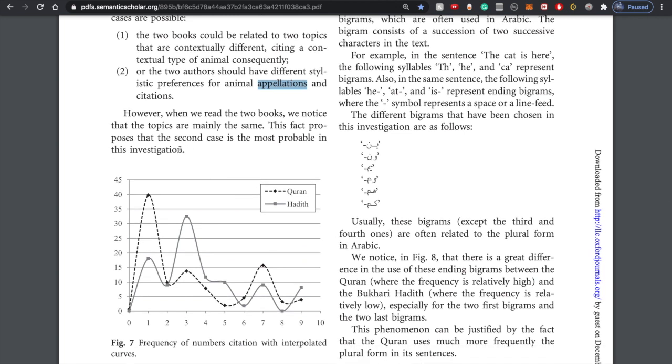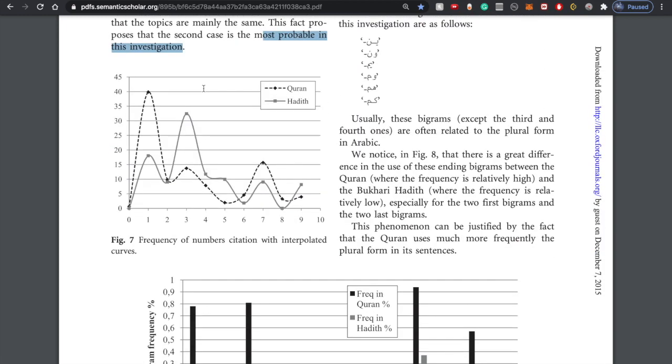So the point is, their conclusion is, however, when we read the two books, we notice that the topics are mainly the same. This fact proposes that the second case is the most probable case in this investigation, that there are two different writing styles by two different authors.